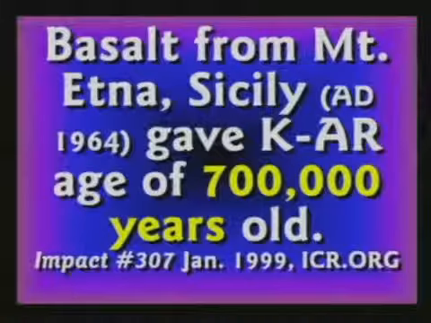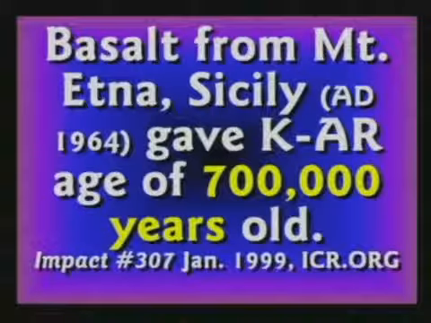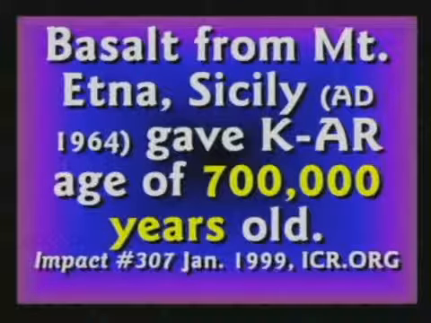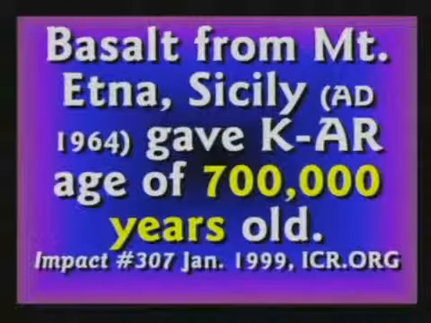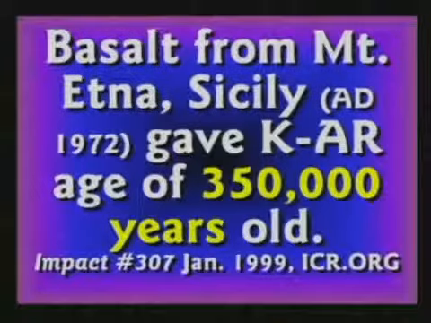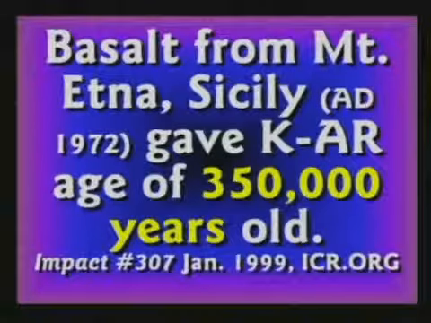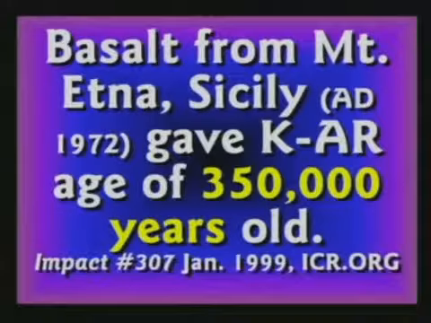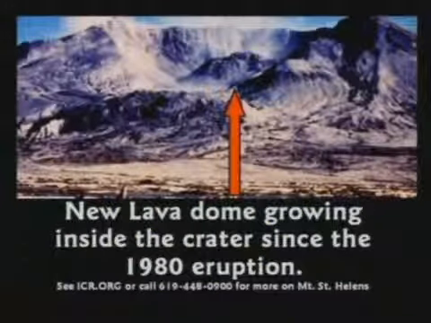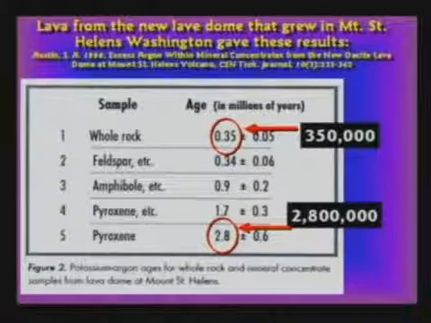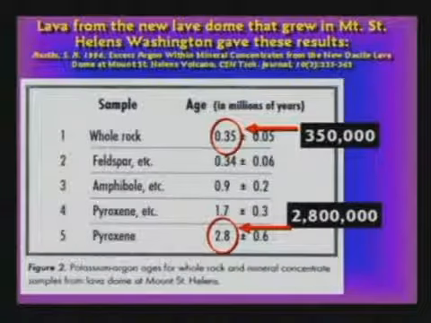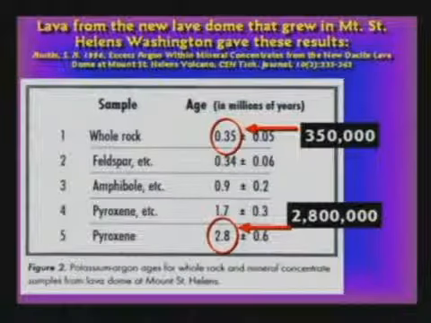Sicily, Mount Etna erupted. I was climbing on Mount Etna 2 years ago. It erupted in 1964, gave a potassium-argon age of 700,000. The 1972 eruption gave an age of 350,000. Brand new lava from Mount St. Helens was potassium-argon dated, and it gave ages of 350,000 to 2.8 million from the same rock. This is brand new lava.